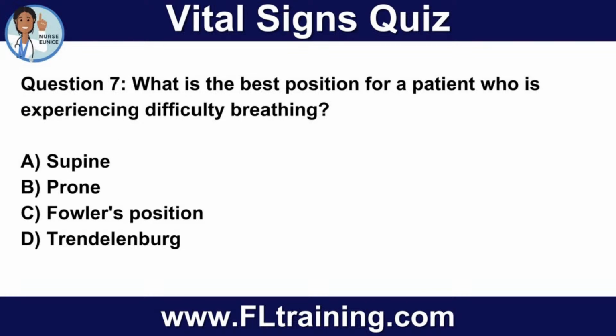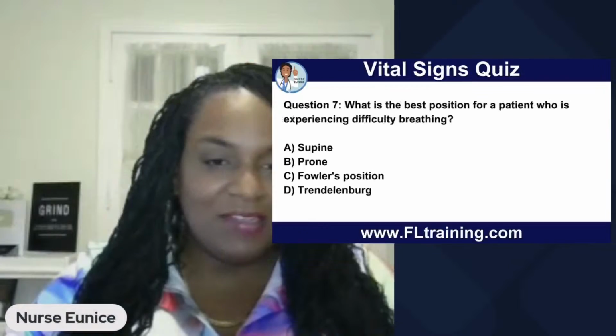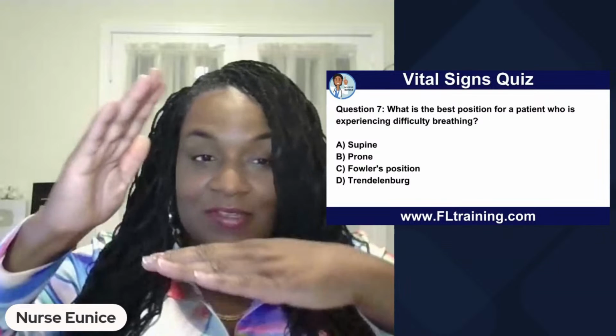Question number 7. What is the best position for a patient who is experiencing difficulty breathing? Is it supine, prone, Fowler's, or Trendelenburg? What position would you place your patient? And Chindema, hope I said that correctly, and Buck, yes, you all are going to put the patient in the Fowler's position. So let's talk about those different positions.